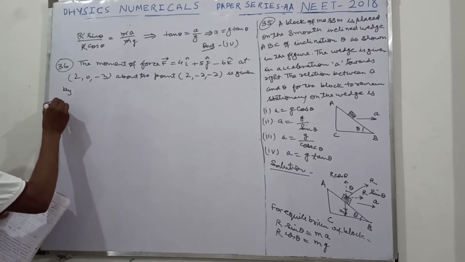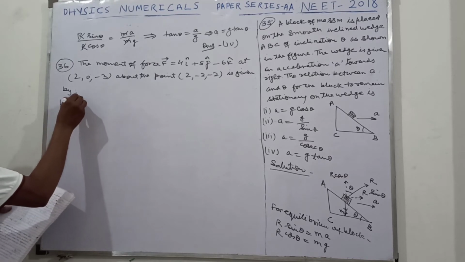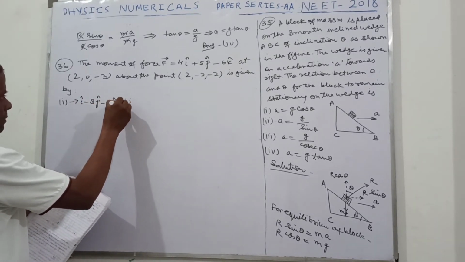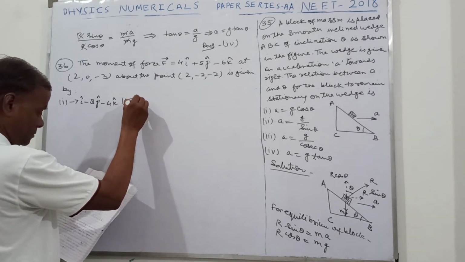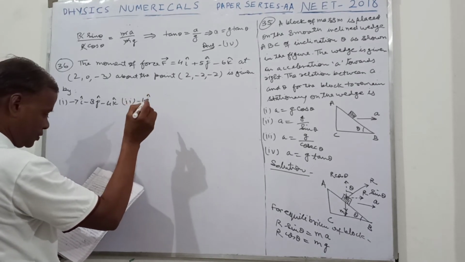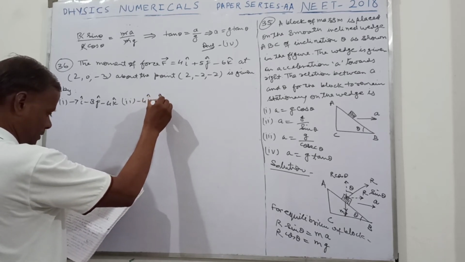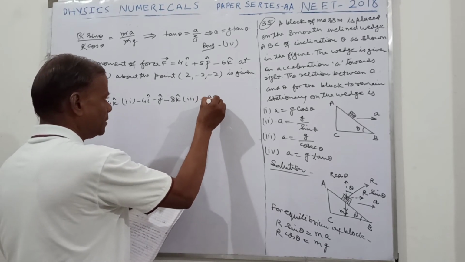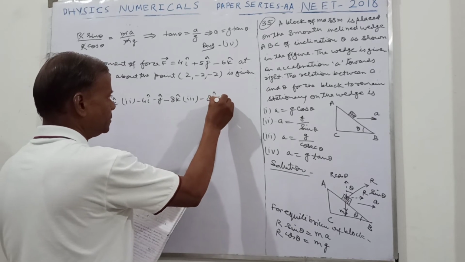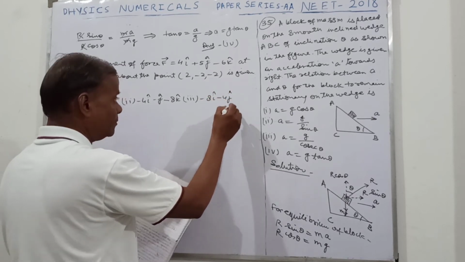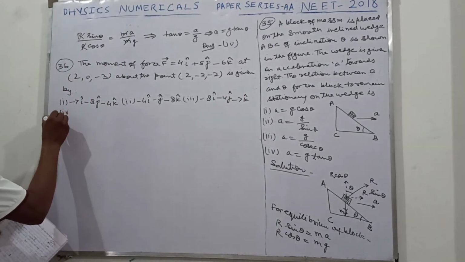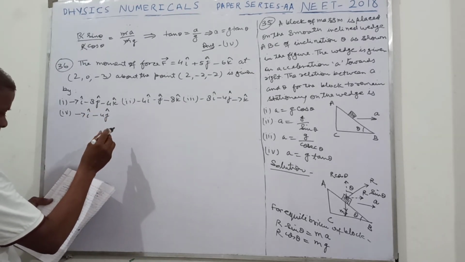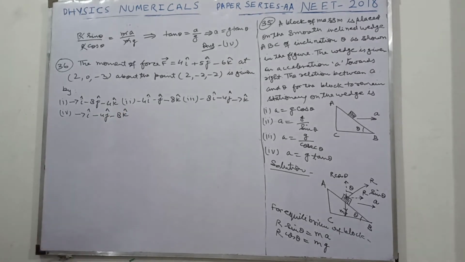Now your options: first option is minus 7i minus 8j minus 4k, and second is 4i minus j and minus 8k, and third option is 8i minus 4j and minus 7k, and fourth option is minus 7i minus 4j and minus 8k. This is the question.